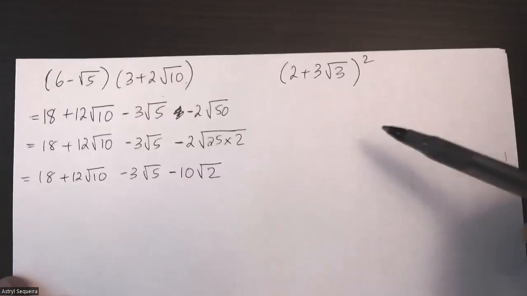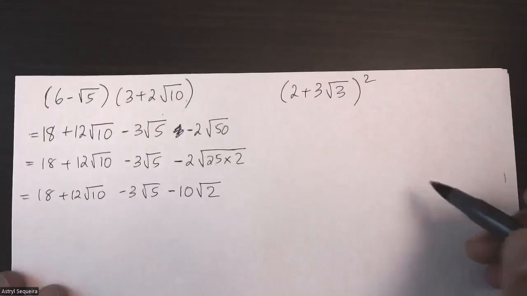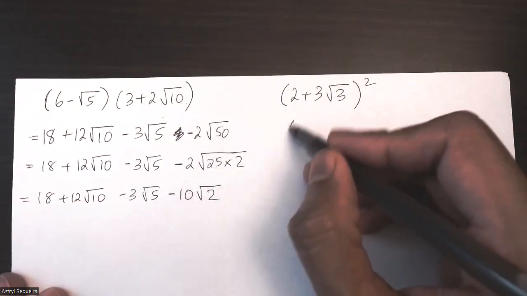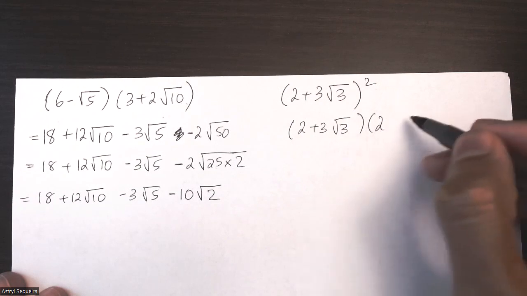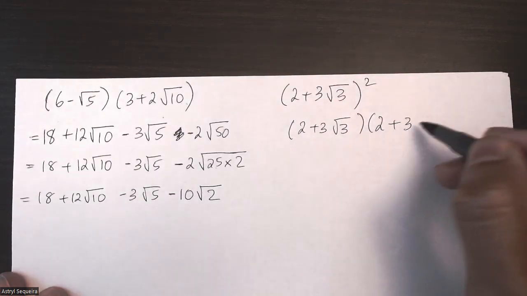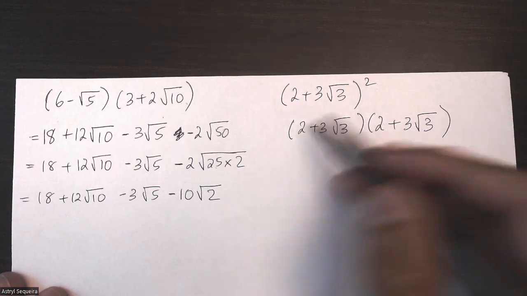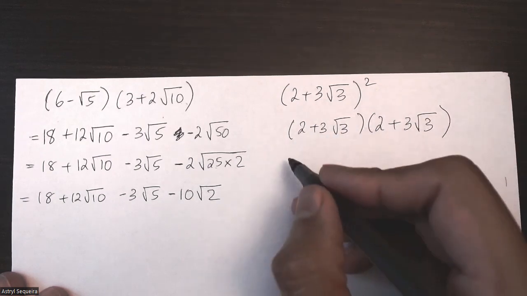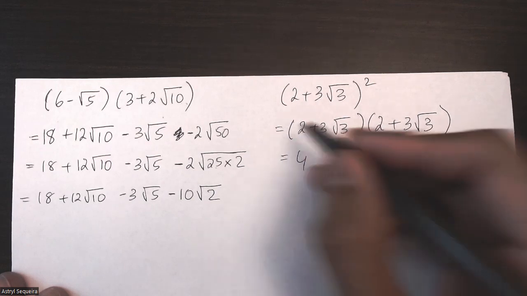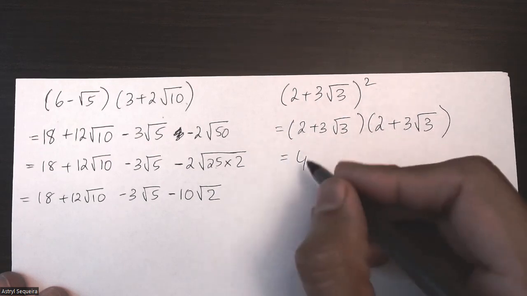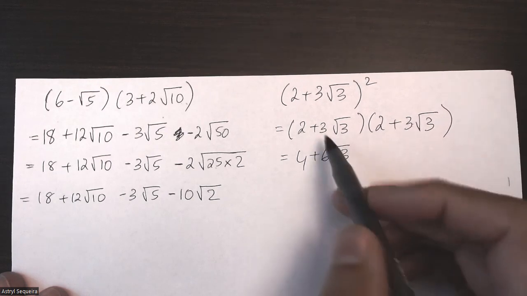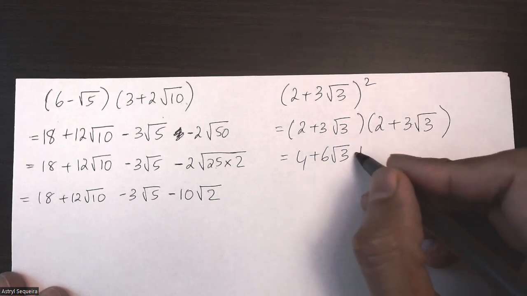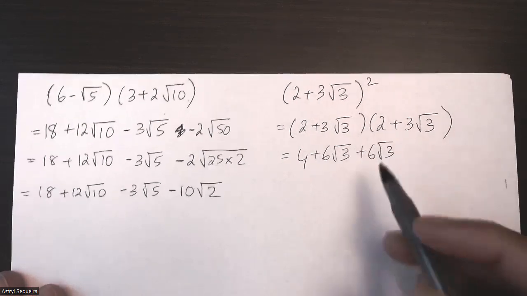Let's take a look at the second example over here. So whenever you have a bracket squared, you want to write out that bracket 2 times. Now we're going to FOIL it out. So 2 times 2 is 4. 2 times 3 root 3. 2 times 3 is just 6. So 6 root 3. 3 root 3 times 2 is the same. It's another 6 root 3.